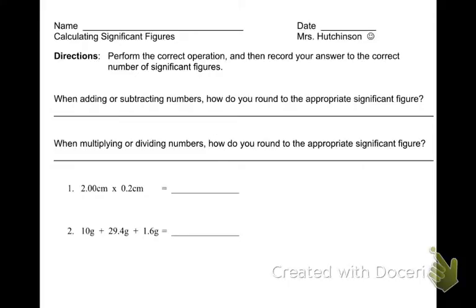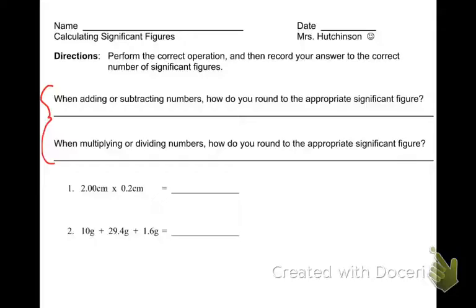So, now what I want you to do is take a look at this particular worksheet. Make sure that you pay attention to what operation you are doing. Fill out the first 2 sections. Those are definitions, so fill those out. I'm not going to do that for you. But when you're adding or subtracting, how do you round to the appropriate significant figures? And then multiplying and dividing, how do you round appropriately?